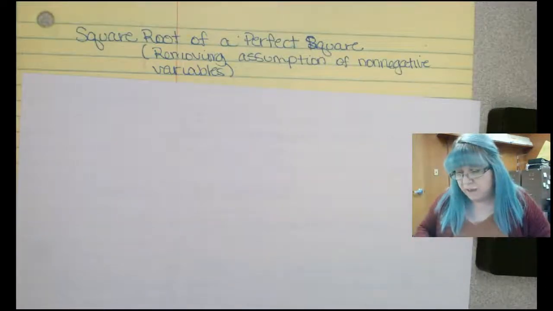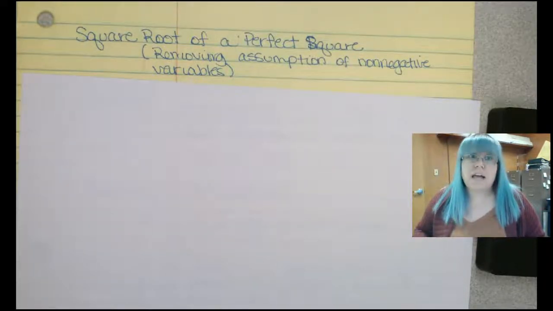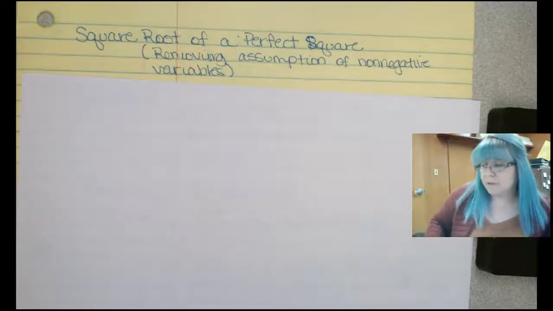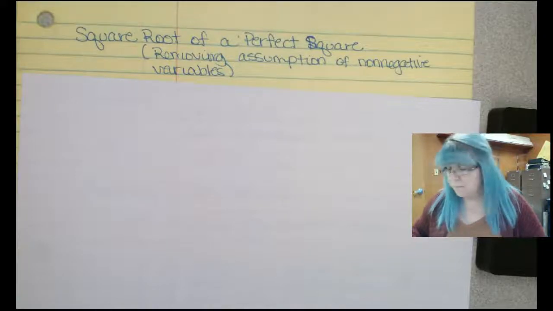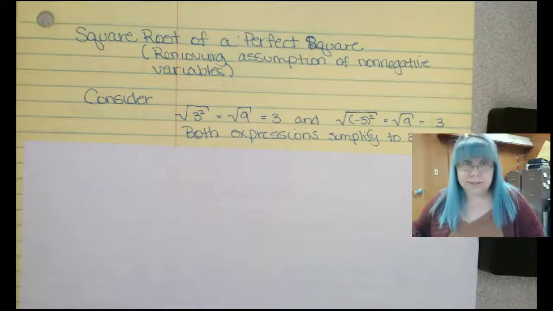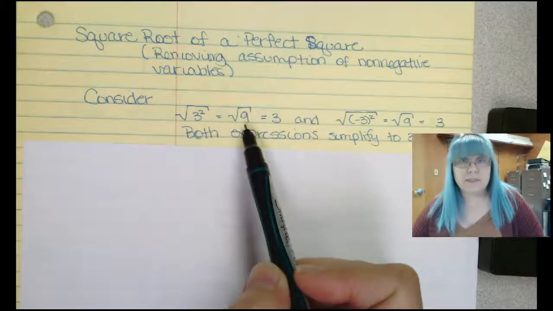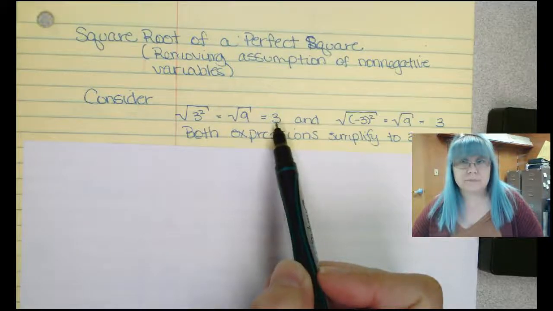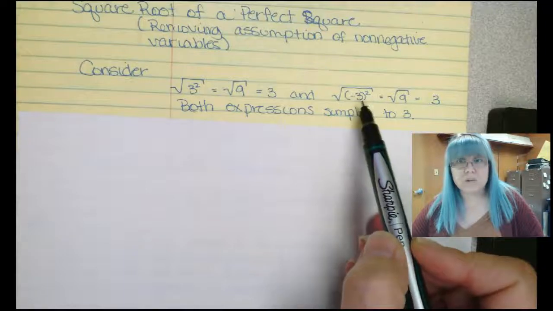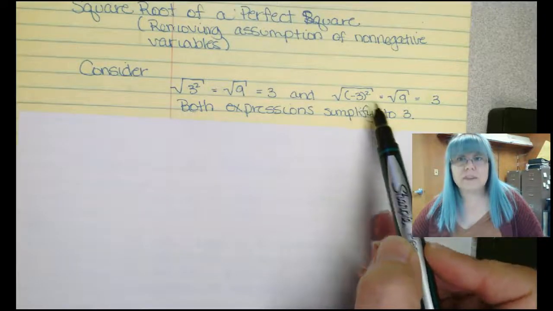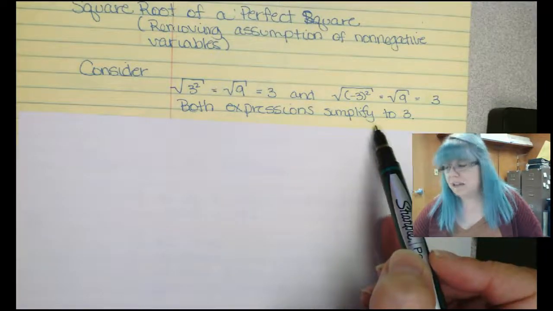Up to this point, we have always assumed that our variables were non-negative, but that's not always the case. Sometimes our variables can be negative. So let's talk about the square root of a perfect square. Let's consider the square root of 3 squared. Well, 3 squared is 9, and therefore the square root of 9 is 3. Likewise, the square root of negative 3 squared, well, negative 3 squared is 9, therefore the square root of 9 is still 3. Both expressions simplify to 3.